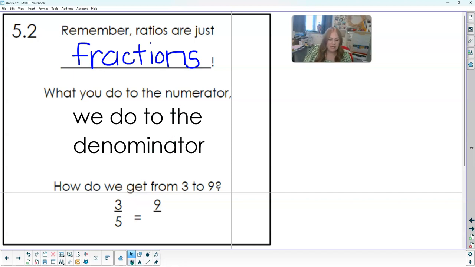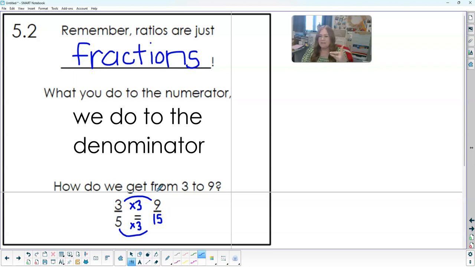So if we are looking at 3/5, we're changing the numerator into 9. So how do we get from 3 to 9? 3, 6, 9. We're multiplying by 3. So if I did that to the numerator, I also have to do that to the denominator. 3 times 5 is 15.